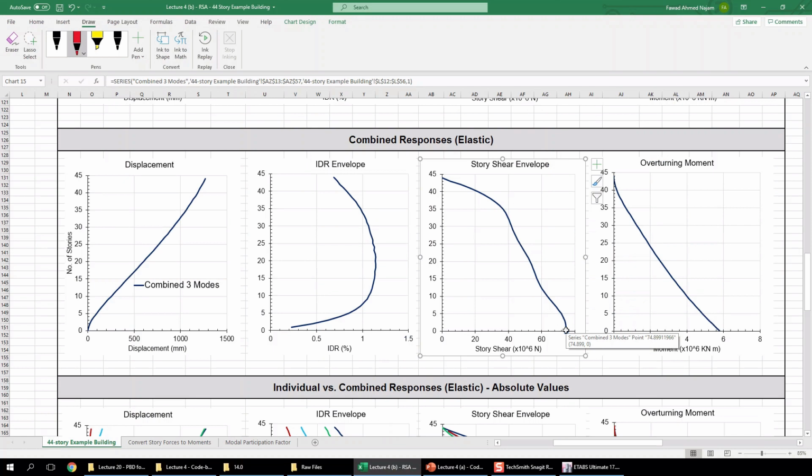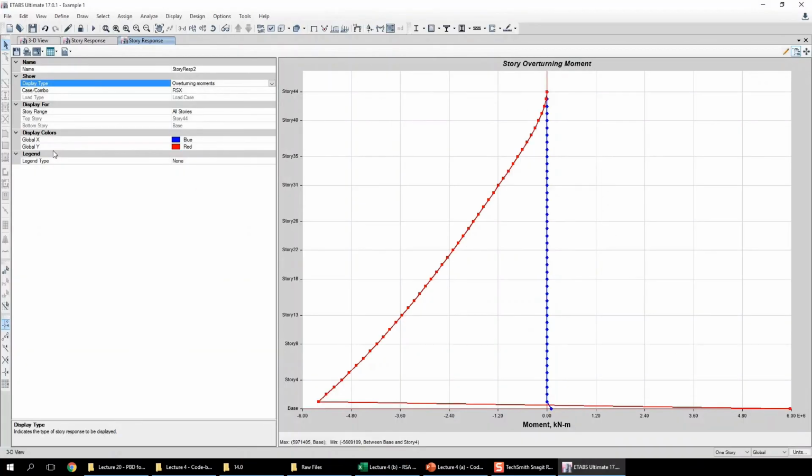It has a value of 74.9, which is quite close to what we are getting from ETABS, and the shape is also matching with what we are getting here in ETABS. The shape is also quite similar, the envelope is similar. Now I will select the last global response, which is the story moments, overturning moments, and let's compare it with what we are getting in the Excel sheet. So this is the story moment we are getting.